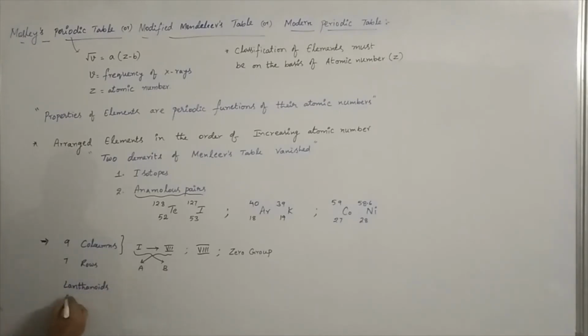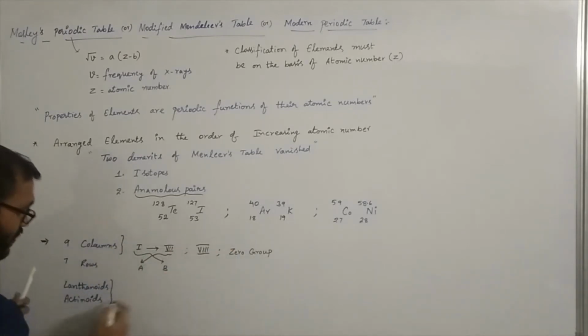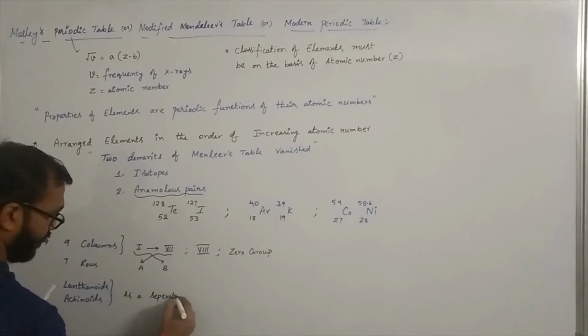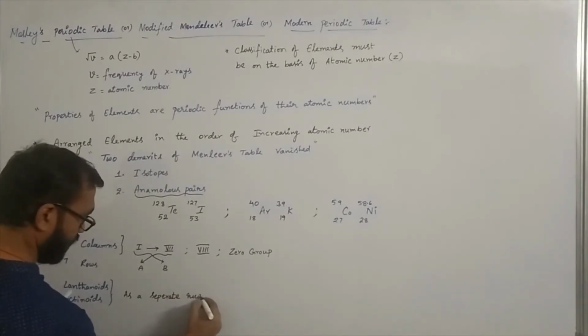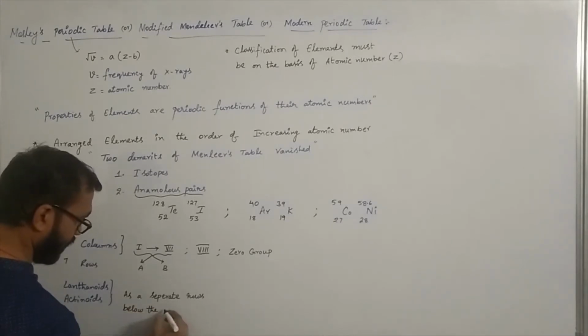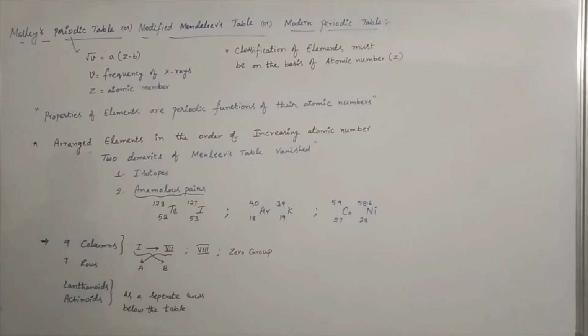Lanthanoids and actinoids are placed below the periodic table. Below this table, he placed them as separate rows below the table, which was not justified. Why he placed it in that manner, he has not justified. Because all these elements should be placed at one position. But he separated them from the table.